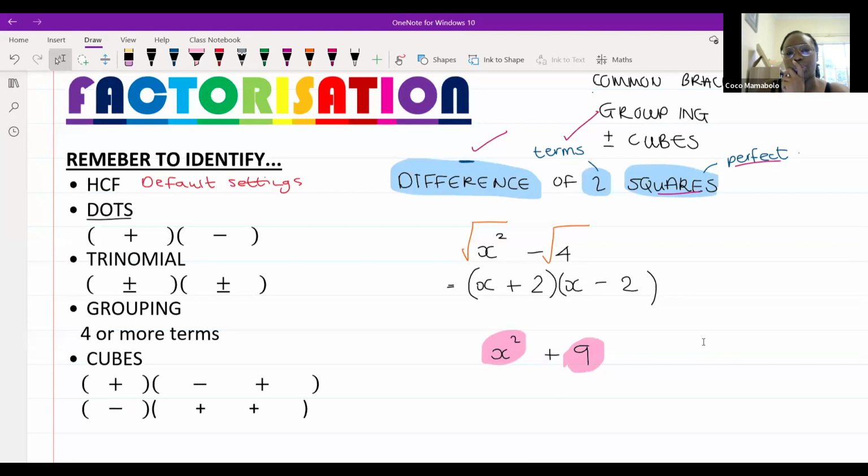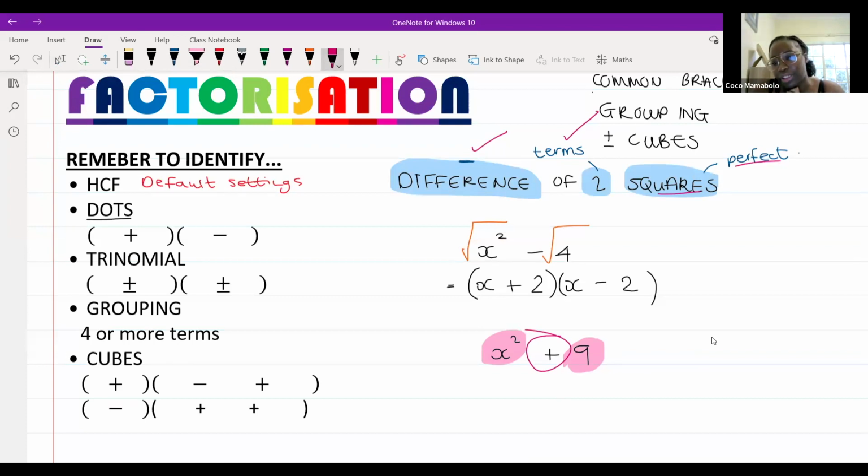Oh, ma'am, there is no minus. Correct. That's it, Sia. We need a minus because the D in DOTS stands for difference. So do we have a minus? No, we have a positive.